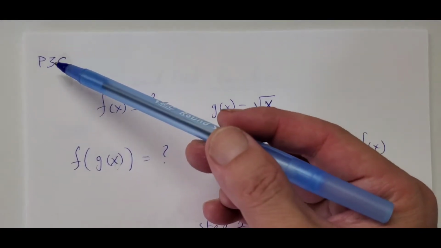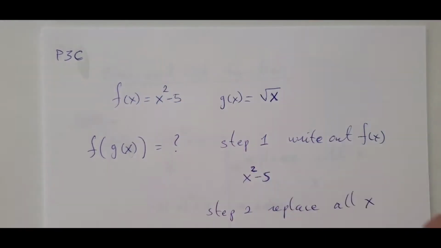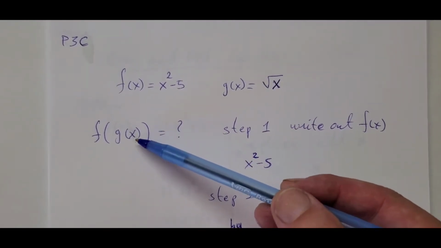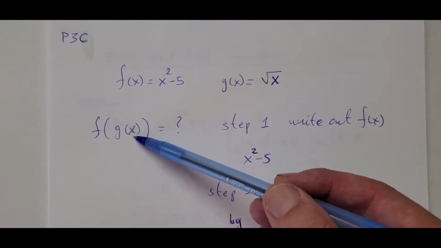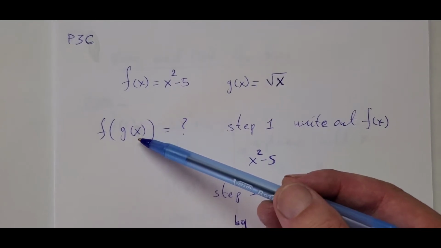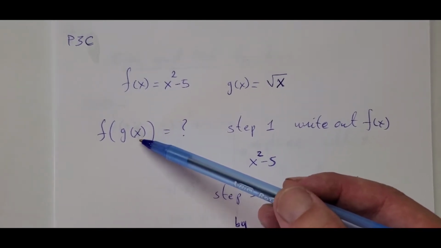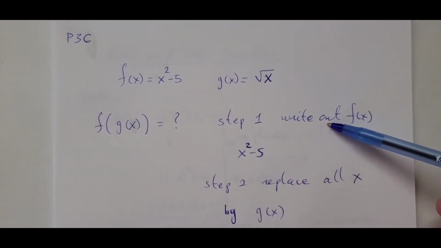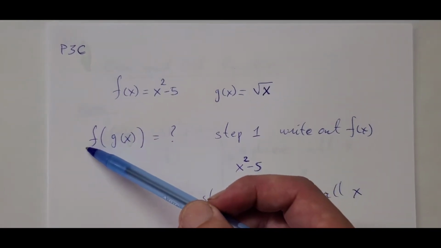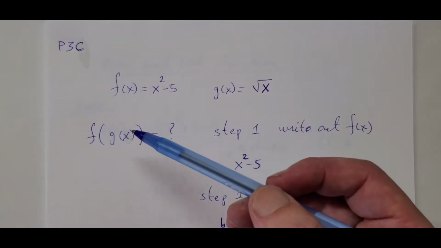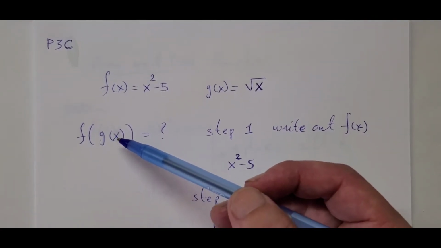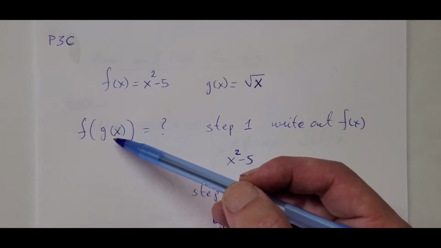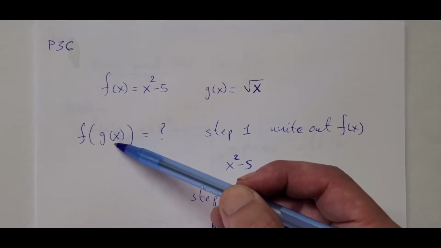This video is P3c. Here is a little bit different. Instead of putting in a value, I just want x, the whole equation. Here we want the whole equation, not just a value. So your first step is to write out f, because f is outside. This lesson is a little bit different because we're not evaluating a value, we're evaluating the whole equation.